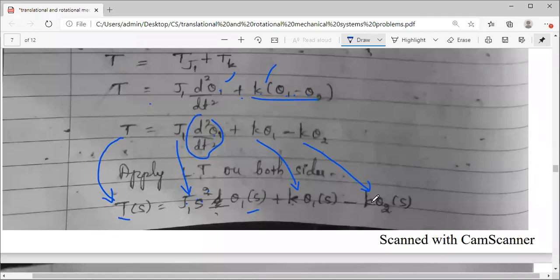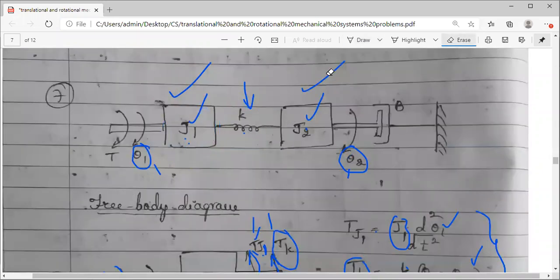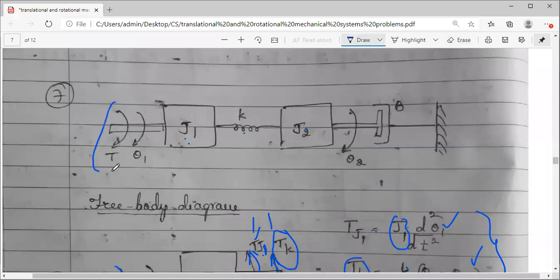I want the ratio of theta 2 by t. Check. You can observe the figure. What is the input and what is the output? Input is the applied torque. Just like in translational systems, most of the times input is your applied force. Then after that there is the displacement, then interconnected components, and finally theta 2 is your final displacement. तो आपका आउटपुट क्या होगा? थीटा 2 आउटपुट होगा, इनपुट टॉर्क टी रहेगा. So ट्रांसफर फंक्शन अगर फाइंड करना है, you should go for the ratio theta 2 by t.